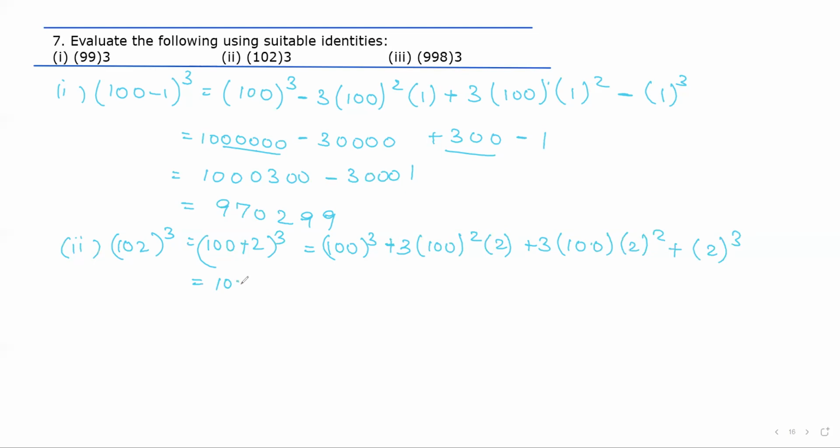This is 1,000,000, 3 times plus 3 into 2 is 6, so it is 60,000 plus 8 into 3, 2,400 plus 2 cube is 8. All you have to do is add and you'll end up with 1061208.